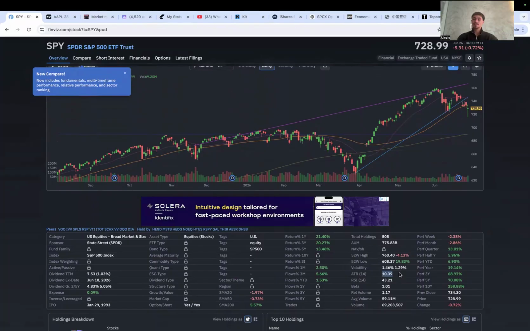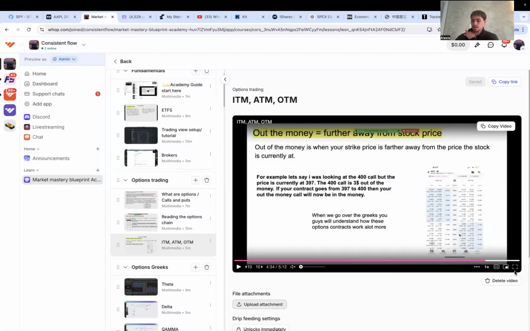So what that means is that on average, SPY can make a $10 move within a day, right? Over the past 14 days, SPY has been moving about $10 on average. It changes depending on the market volatility. Right now we're very volatile, so usually it'll be like $6 for SPY, but right now it's a little bit higher. So why is that even important? Why should we keep that in mind?